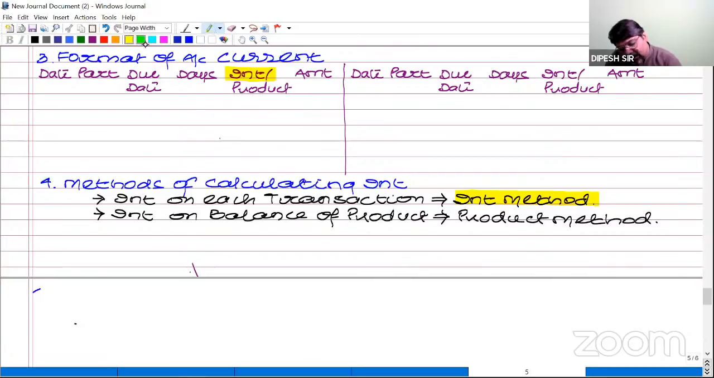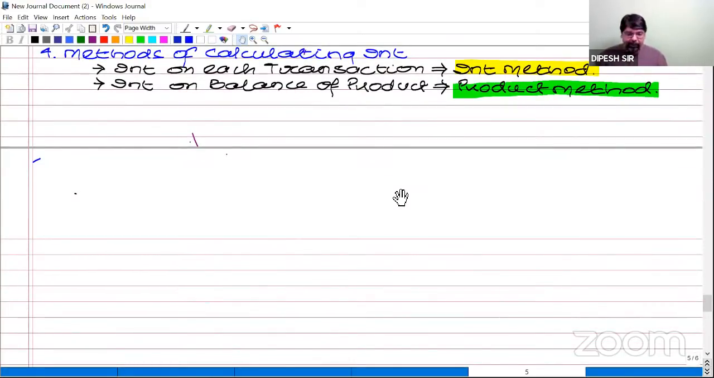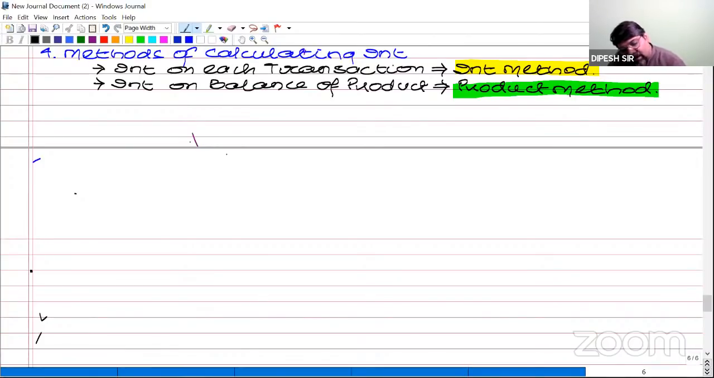Now chartered. That means if it is product, then we use the product method. Maybe we'll have a product column. Product column is nothing but days into amount. Am I clear? Yes. There are three methods to prepare account current. Now chartered, before going into methods, number 5.